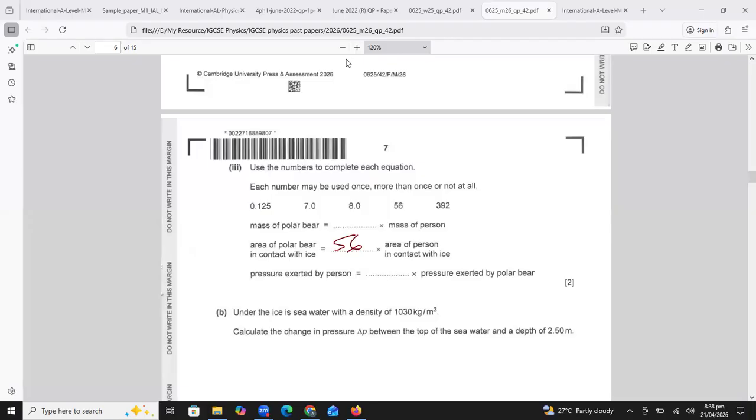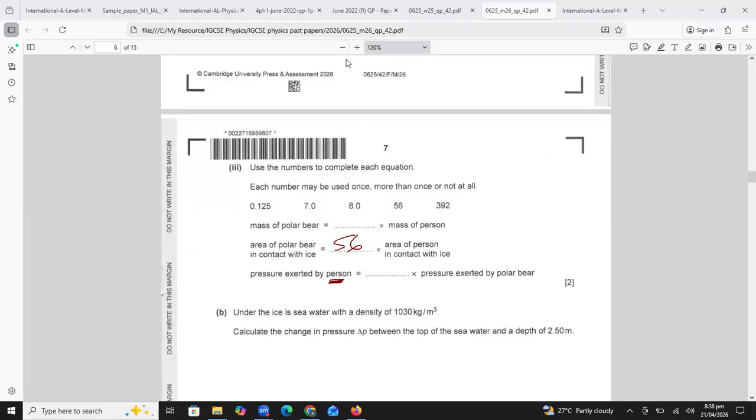All right. So basically, the area of polar bear is 56 times greater than the area of contact of a person with ice. Now they are saying pressure exerted by person is equal. Now they are using the word person first. Pressure exerted by person is equals to pressure exerted by the polar bear.